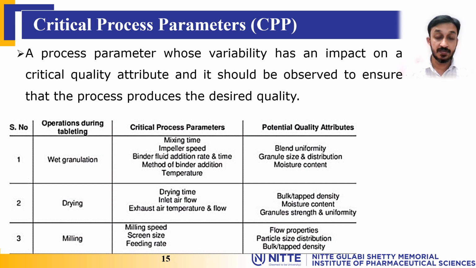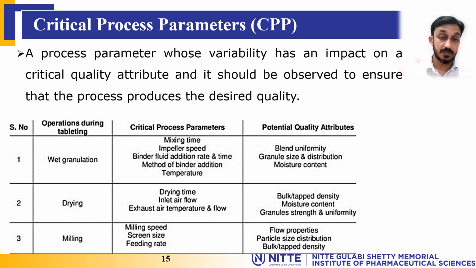Moving to the third stage of quality by design. Here, this is one of the important steps where the scientists have to identify critical process parameters. A process parameter whose variability has an impact on a critical quality attribute, and it should be observed to ensure that the process produces the desired quality.